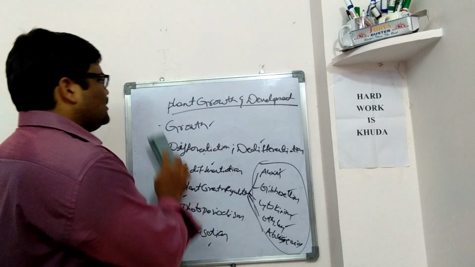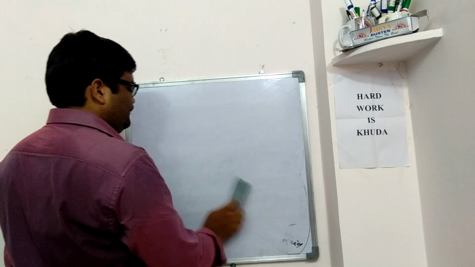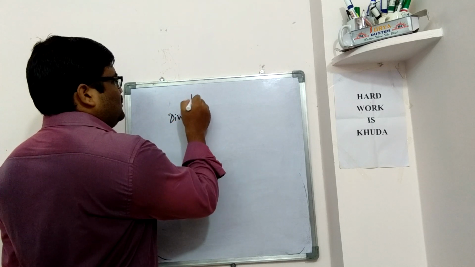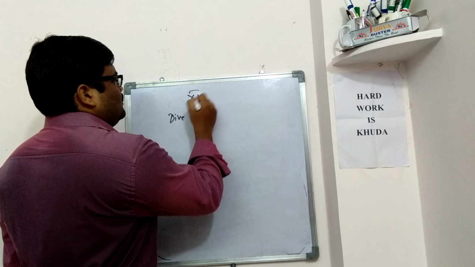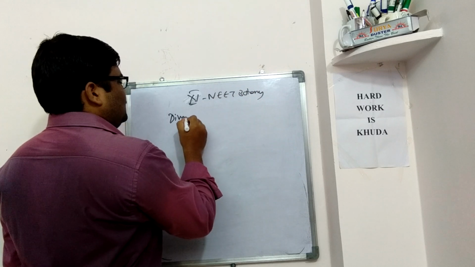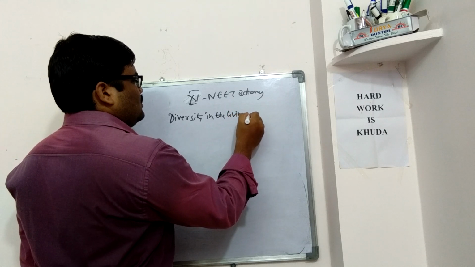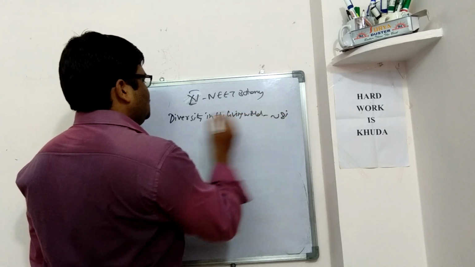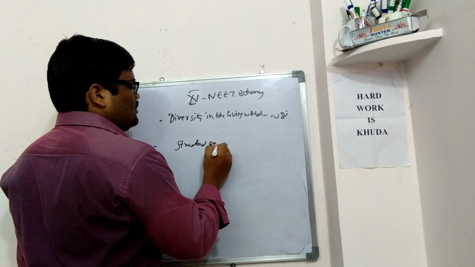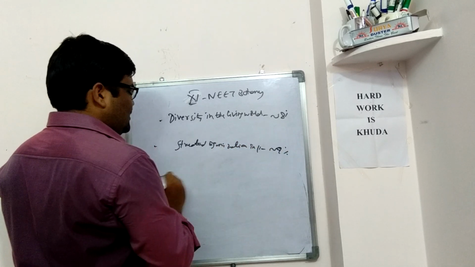At the end, let us come to the individual chapters in class 11 botany. NEET botany. Say, diversity in the living world. NEET botany, approximate weightage, okay? Diversity in the living world, nearly 8%. Then, structural organization in plants, nearly 9%. And cell structure.